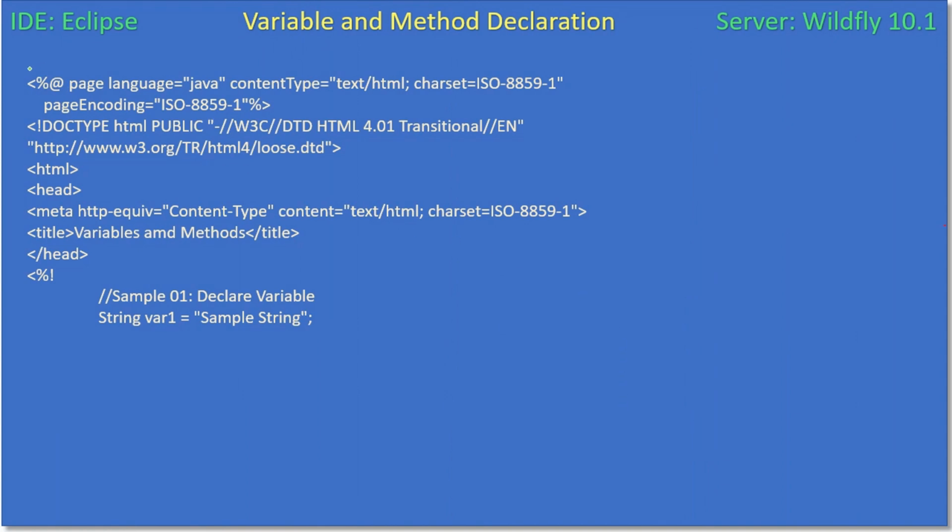So once we create a JSP page, you will be seeing something like this. We will create the JSP page in Eclipse. Eclipse will add this page directive for us. So we call this the page directive, and for now, you don't need to worry much about this. And if you see, this is the tag used for declaration.